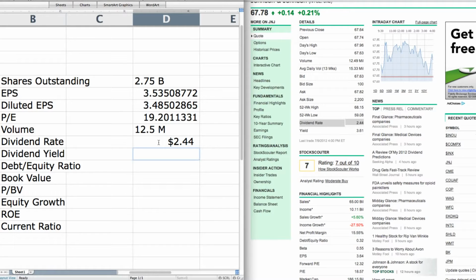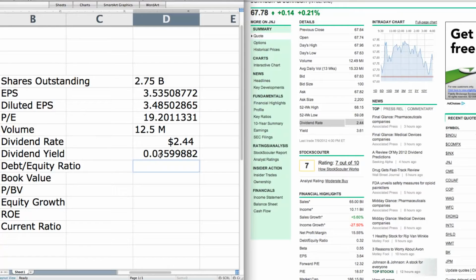Okay, the dividend yield. In order to calculate the dividend yield, all you're going to do is take the rate divided by the market price. So we're going to hit the equal sign. Our rate, like we just said, is $2.44, and we're going to divide that by our market price of $67.78. So we're going to go 67.78, and we hit enter, and it comes up as 0.03599. Okay, so this is a percent.